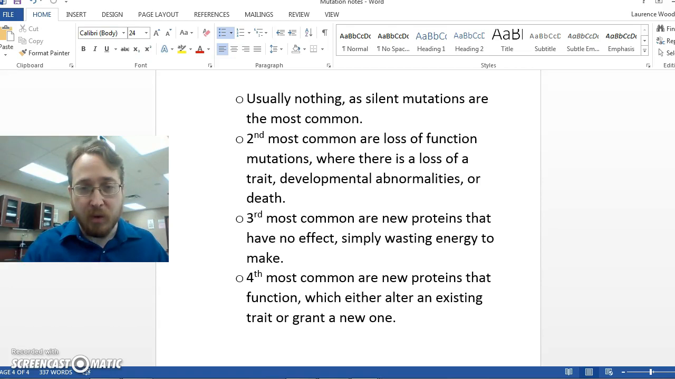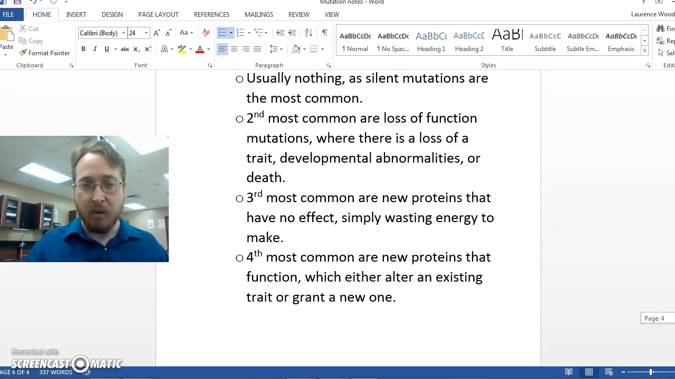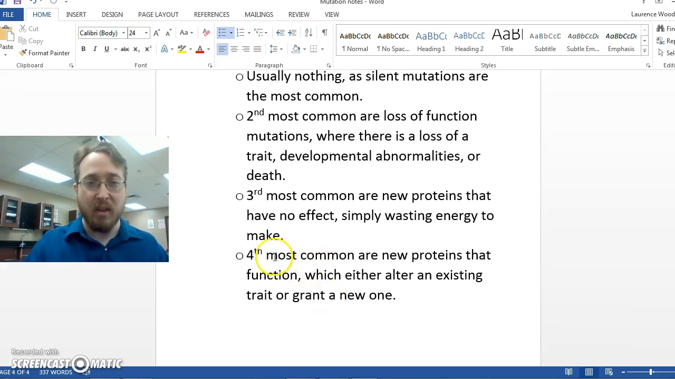And then third, most common, are new proteins that have no effect. They simply waste energy to make. So there's some transcription for a new gene that makes a protein that doesn't do anything, so it's just there, and that can be a problem because you're spending amino acids and energy to make that protein. And finally, I say the most common, I should say the least common. The least common is that new proteins are made that do function, which either alter an existing trait or grant a new trait, and those are very rare.